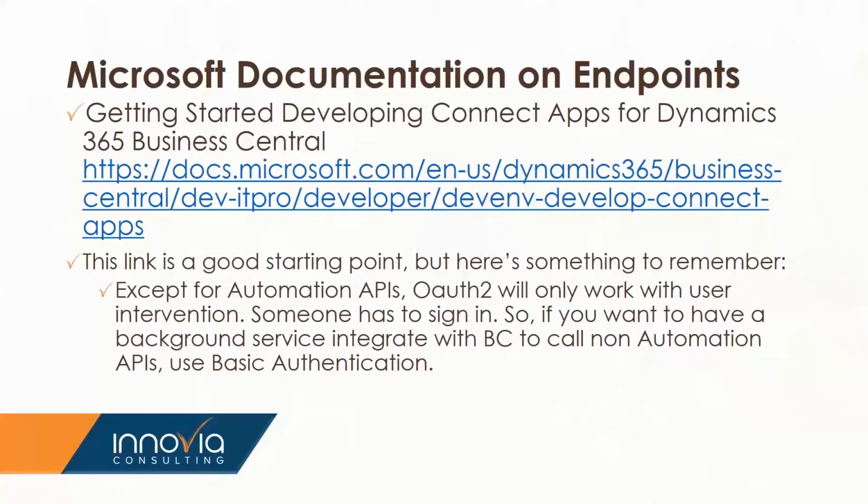Service to service OAuth 2 authentication is available now in Business Central 17, the 2020 fall release, for automation APIs only. If you wanted to look up a list of the automation APIs, you can just Google Business Central automation APIs, and you can navigate to what's available to use for service to service with OAuth 2. But if you're just trying to read customers or read your custom APIs, you'll have to use basic authentication for service to service.